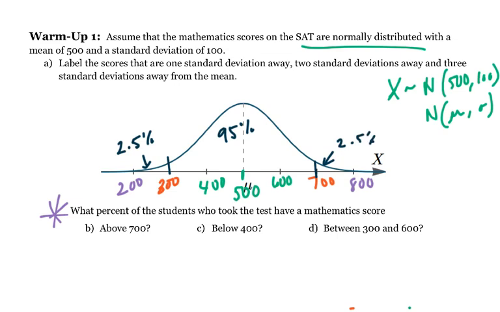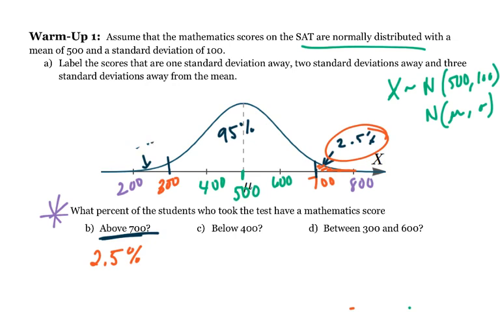And so we can actually see what percentage of students who took the test have a mathematics score above 700. Well, that's going to be in this area over here. Okay, so that's going to be 2.5%. How many people have a score that's below 400?